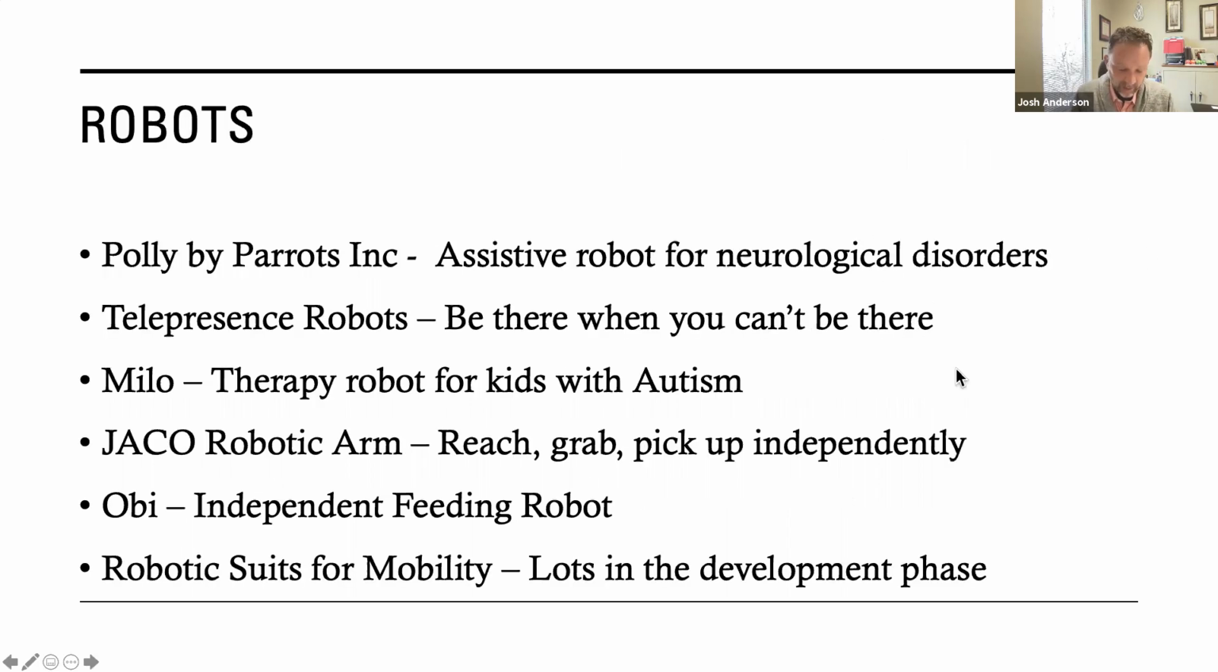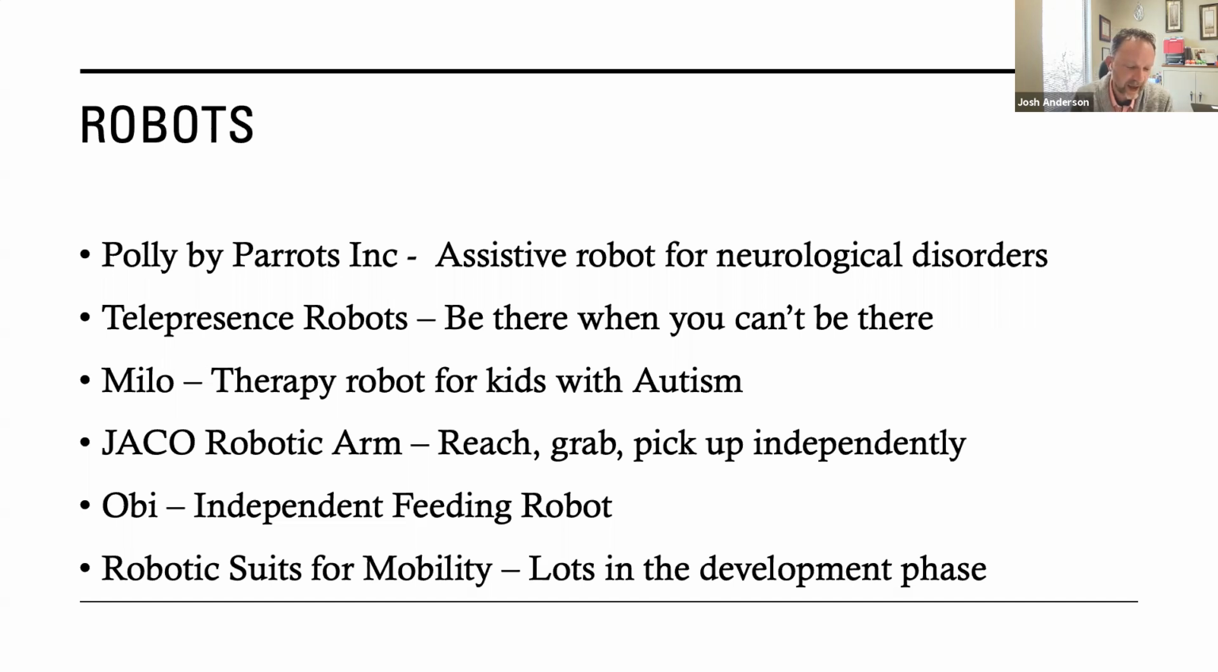Along with that, as we're talking about killer things from 1980s and 90s sci-fi movies, we can't talk about that without robots. So robots have a huge place in the assistive technology space. These are just some of them. There's Polly by Parrots Inc. This is a robot that actually does kind of look like a parrot. Sits on a wheelchair made mostly for folks with different neurological disorders.